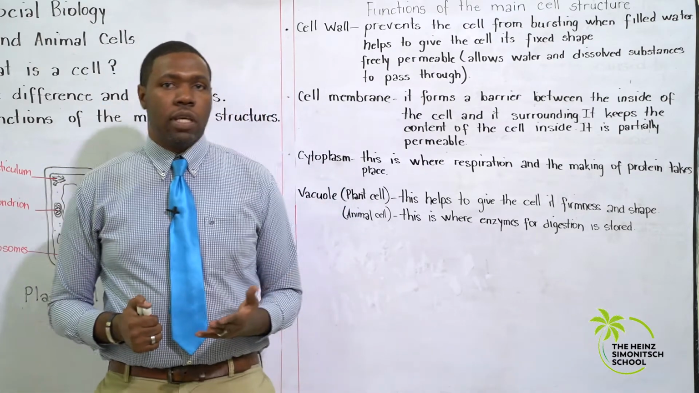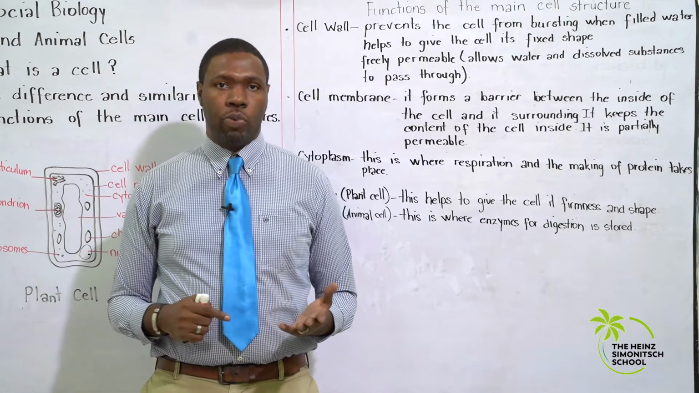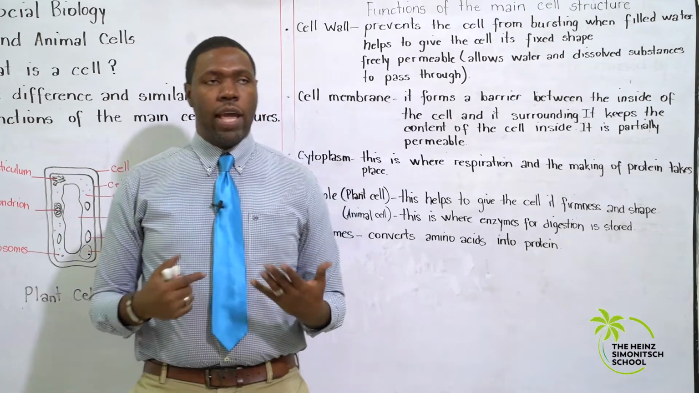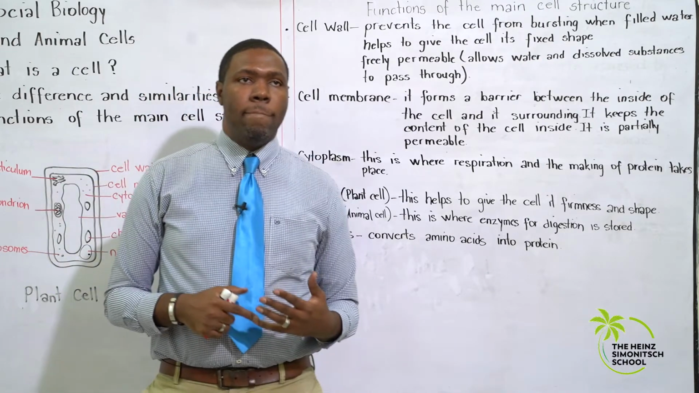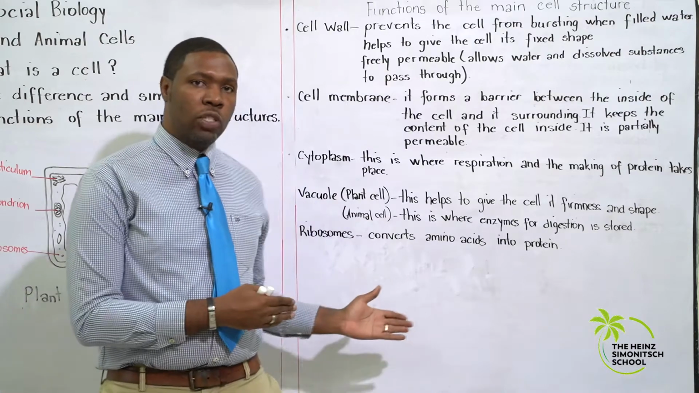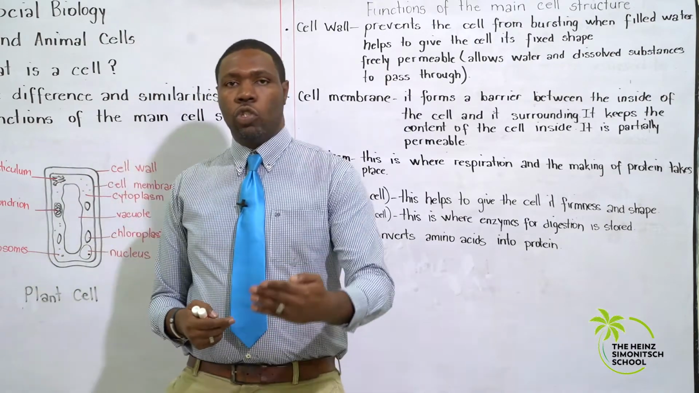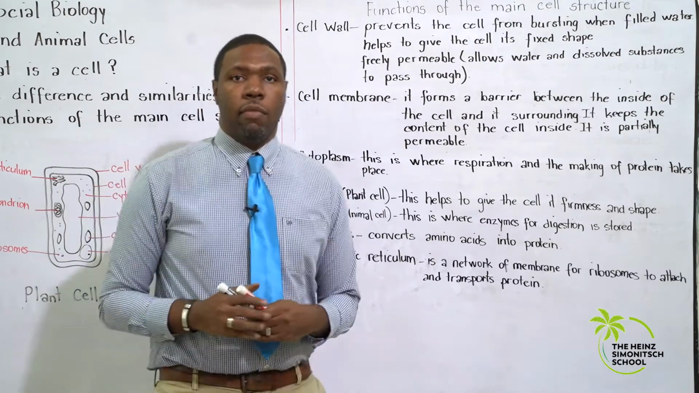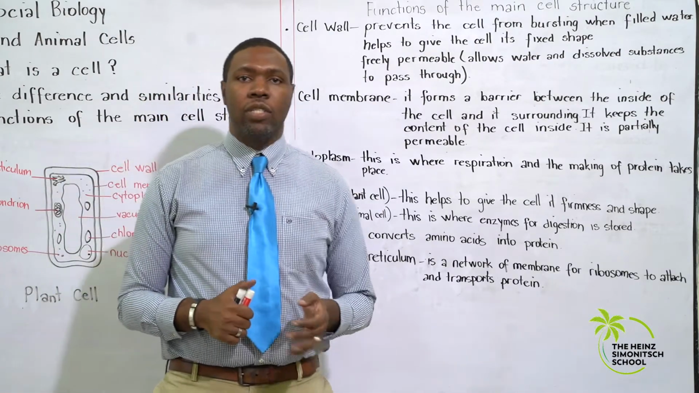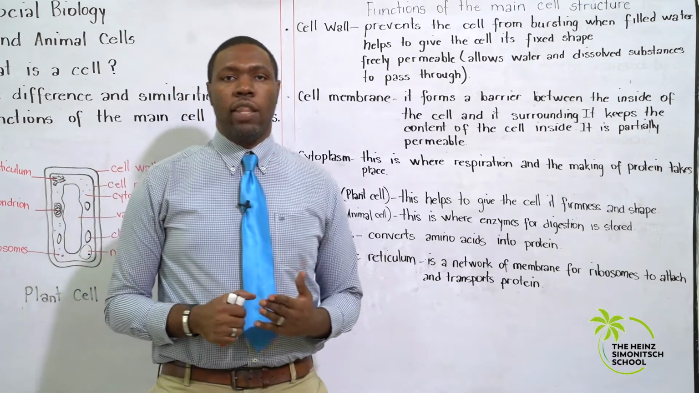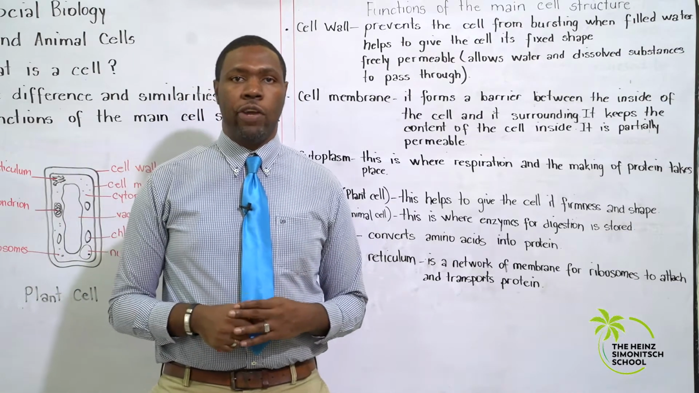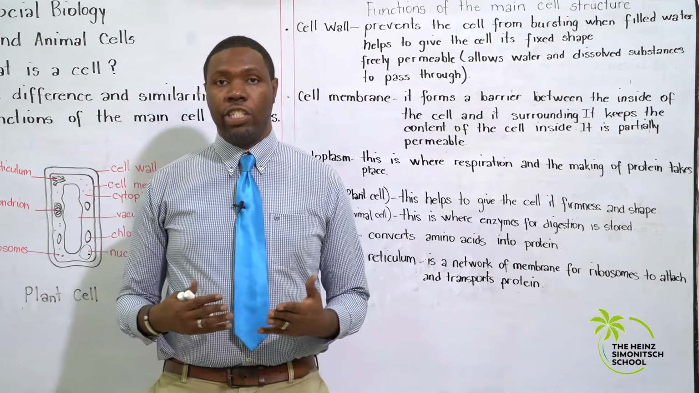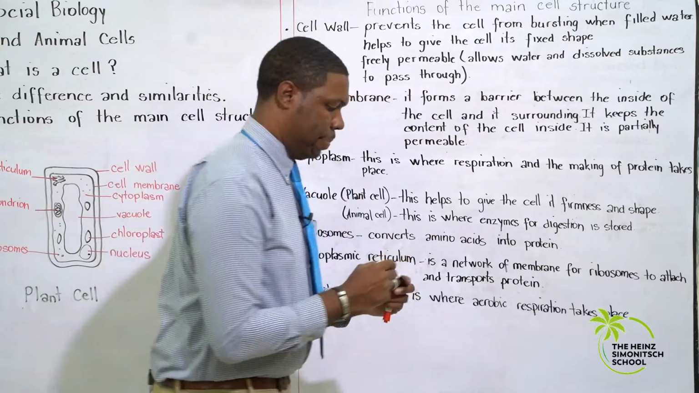Now, the ribosomes convert amino acids to protein. Next, we have the endoplasmic reticulum. Now, the endoplasmic reticulum is a membrane to which the ribosomes attach, and it also transports the proteins that the ribosomes make. Next, we're going to look at the mitochondrion. Now, the mitochondrion is where aerobic respiration takes place. So in other words, this is where the cells get their energy to perform their functions.